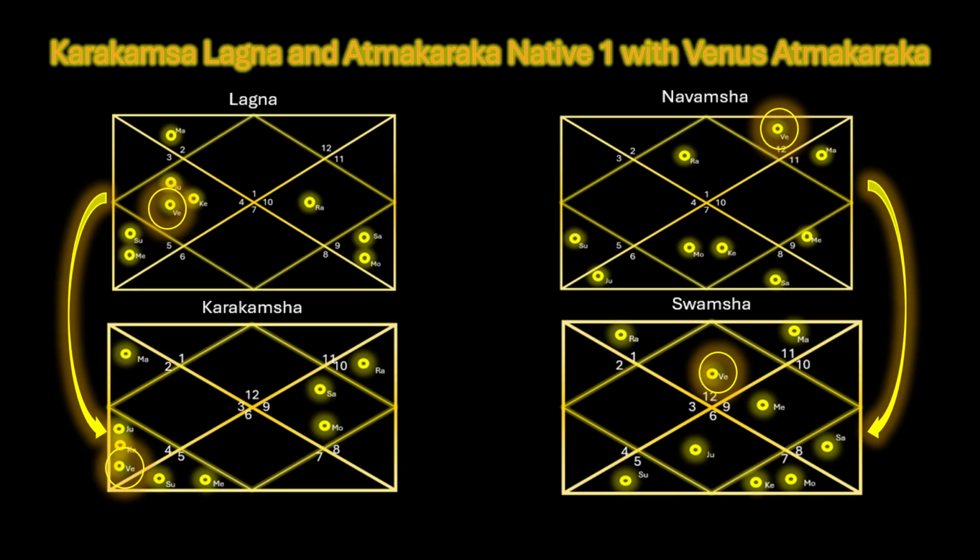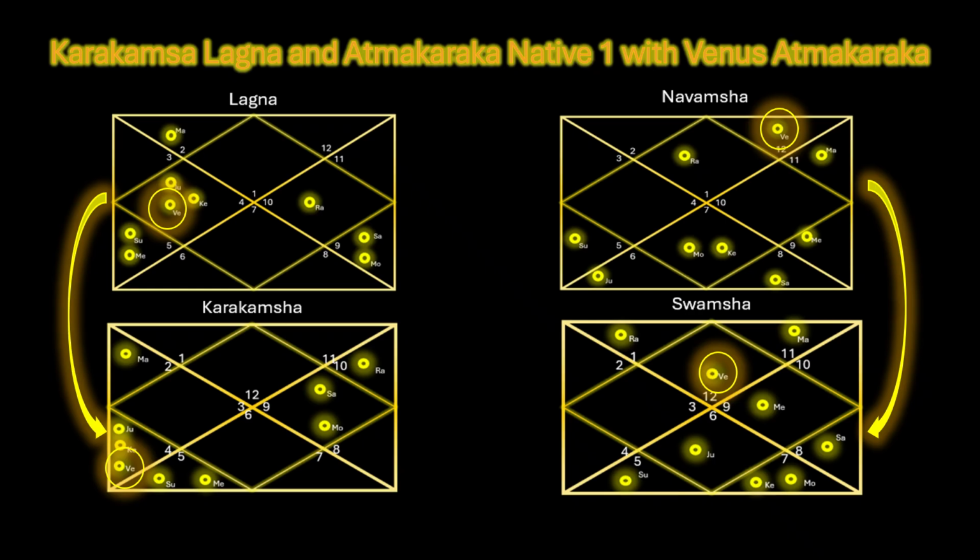Now what happens if there are two planets with the same degree? Say it is 28 degrees Venus and 28 degrees Mercury. In this case, you have to look at the minutes. And if the minutes are also the same, say it is 28 degrees 51 minutes Venus and 28 degrees 51 minutes Mercury, then you look at the seconds, whichever is the highest. Very rarely all three will be the same. If that is the case, then you have to look at the Karakamsa Lagna of both the planets, but usually one planet comes out as the Atma Karka.